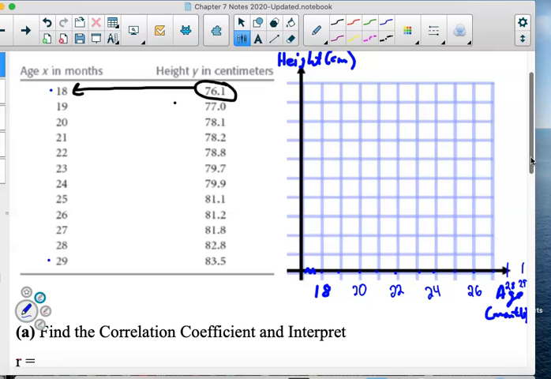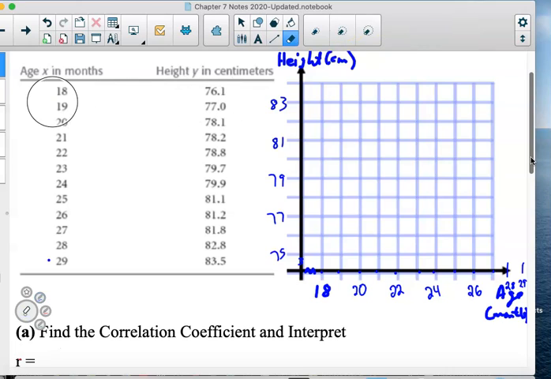Over on the other graph, we got to go from 76 to 83, which actually isn't that far apart. So I'm going to do the same thing. I'm going to do a break, and then I'm going to call this first one 75, and then 77, 79, 81, 83. Okay? And so each of these points is an ordered pair that we need to get on our graph.